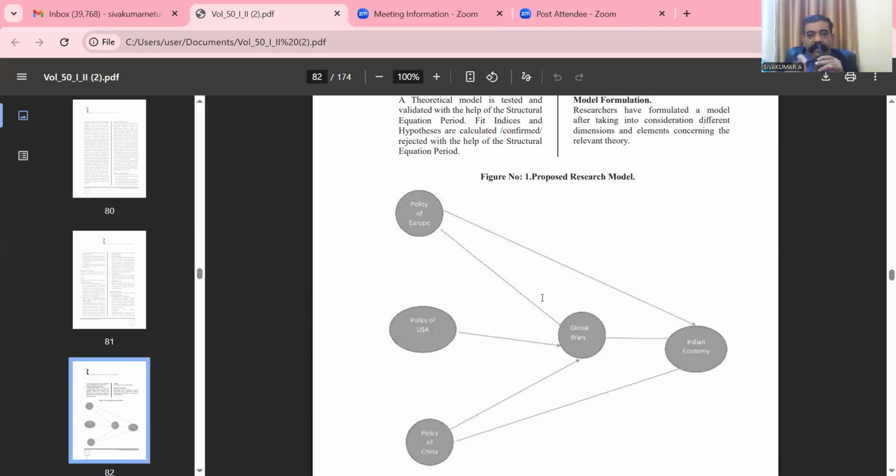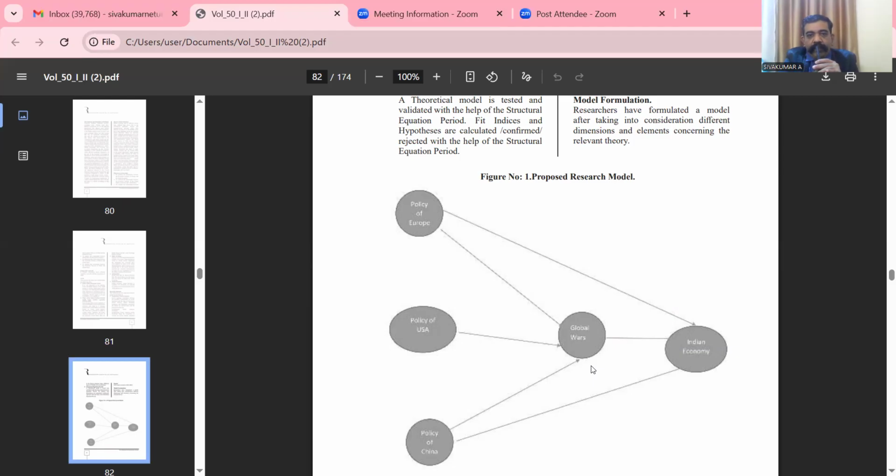Now, based on this picture, the researcher can understand that there are two dependent variables: first, global wars, and second, the Indian economy. There are three independent variables: policy of Europe, policy of USA, and policy of China. Please understand two dependent variables and three independent variables. That type of understanding is very, very significant.